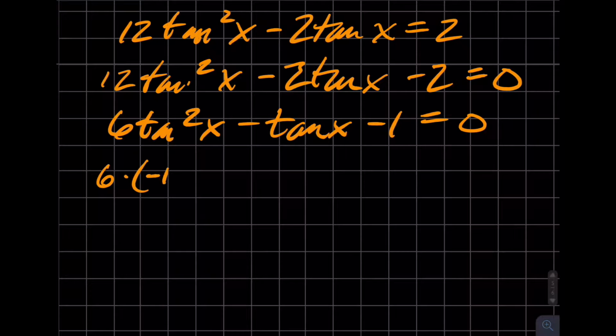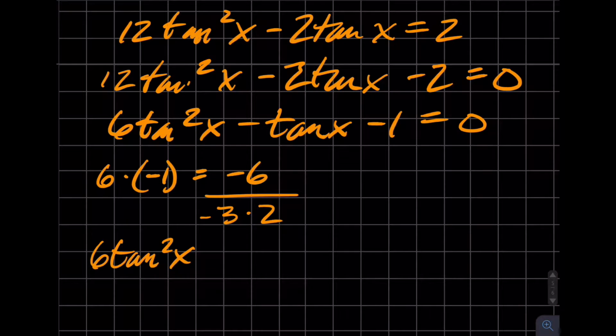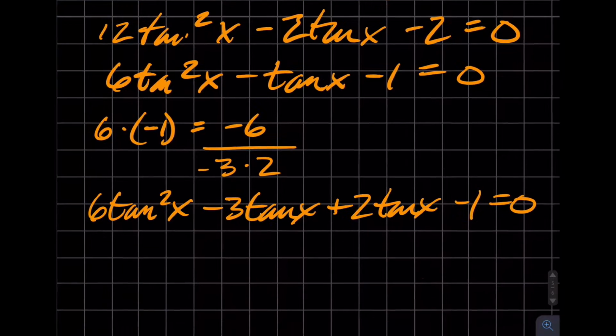6 times negative 1 is equal to negative 6. Factored pairs of negative 6 that add up to negative 1. That would be, what, negative 3 times 2. Because negative 3 times 2 is negative 6, but negative 3 plus 2 is negative 1. So that informs me how to split up my middle term. So I have 6 tangent squared x minus 3 tangent x plus 2 tangent x minus 1 equals 0.